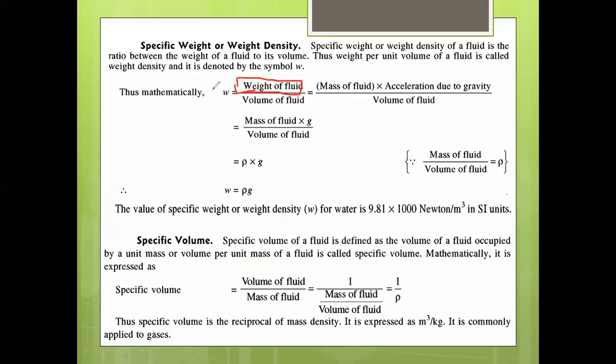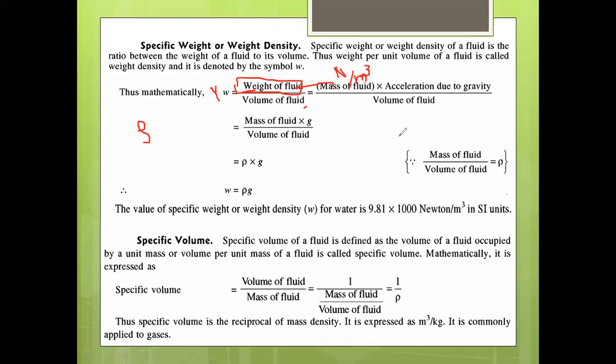Sometimes some authors use the notation gamma to denote this weight density, and mass density is denoted by the letter rho. Mathematically, weight density is gamma equal to weight of the fluid upon volume of the fluid. Weight is measured in Newton in the SI system, and volume is measured in meter cube. So the SI unit of the weight density will be Newton per meter cube.